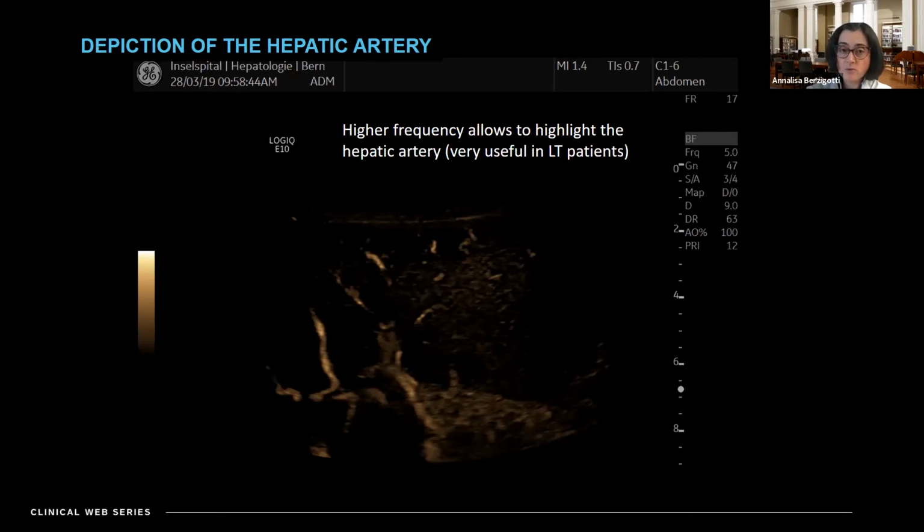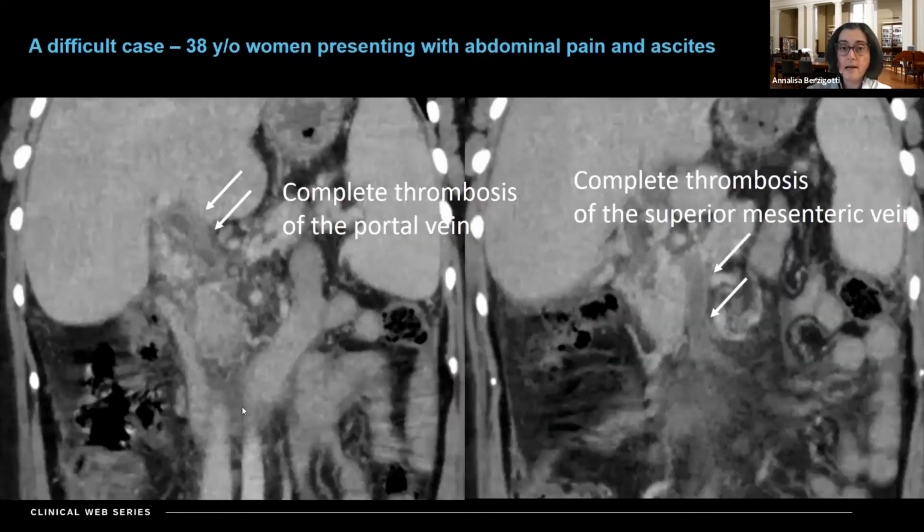I have no cases to show you today, but I had some cases in which I could use this technology, and they could support it because it was sufficient and confirmed then by contrast enhanced ultrasound to study the artery. This was a difficult case we had.